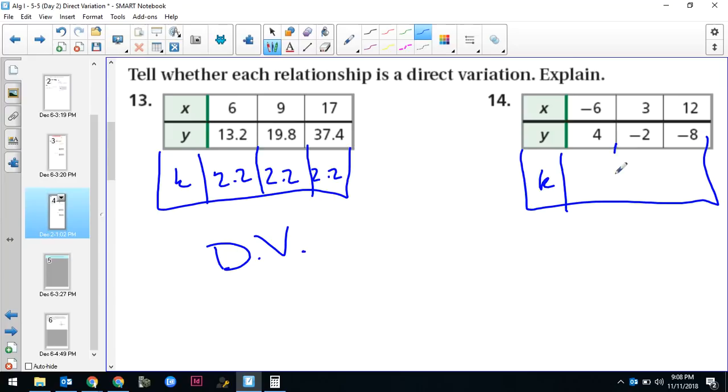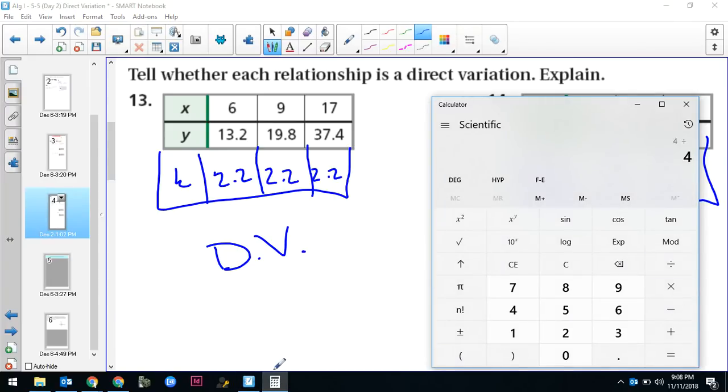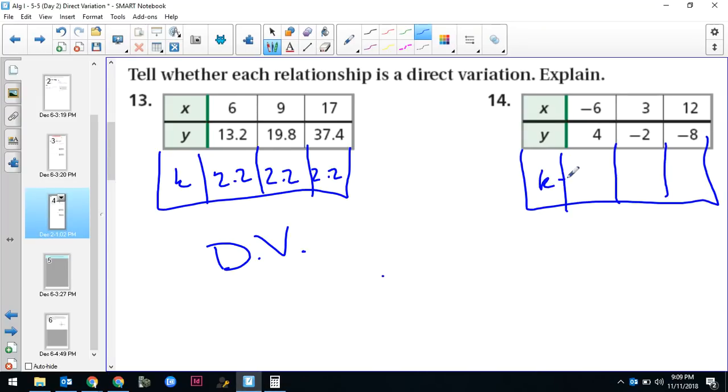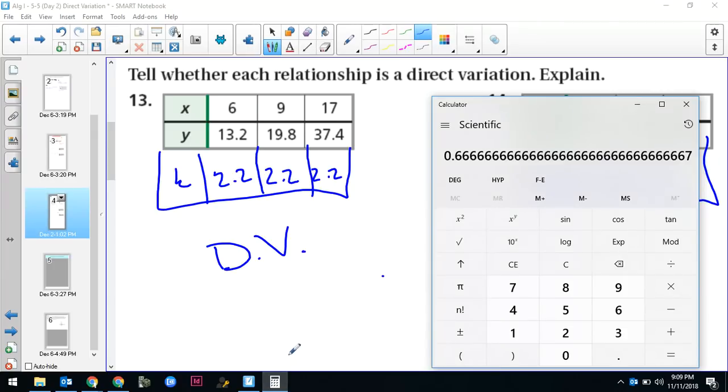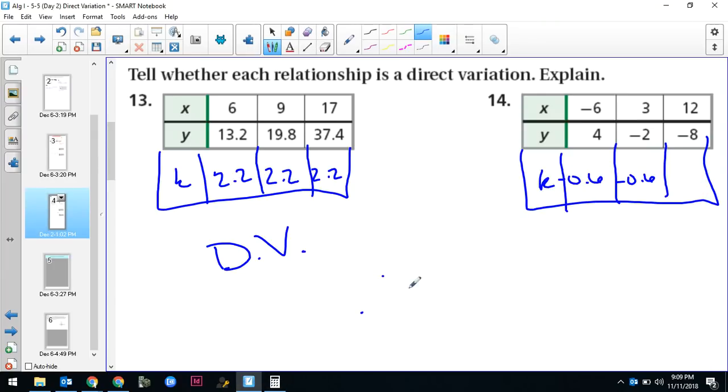My k value here, 4 divided by negative 6, well, negative 0.6. Negative 2 divided by 3, negative 0.6. And then 8 divided by 12, 0.6. Yes, direct variation.